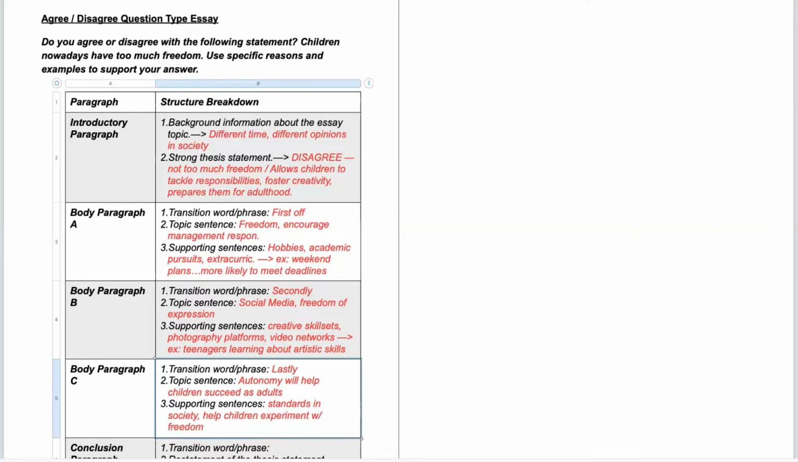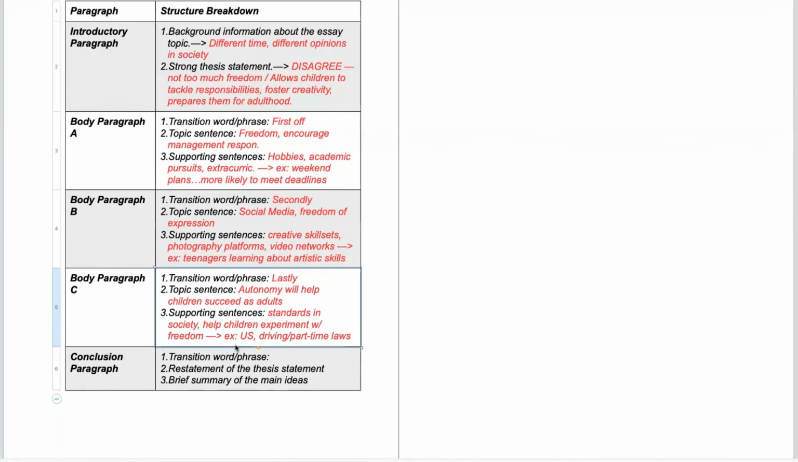And as an example here, I'm going to talk about something I'm familiar with. So the United States, I'm going to talk about United States and driving and part-time work laws. And this usually happens when teenagers reach about 15 or 16 years old. So this is another example of freedom, responsibility, and preparing them for adulthood.